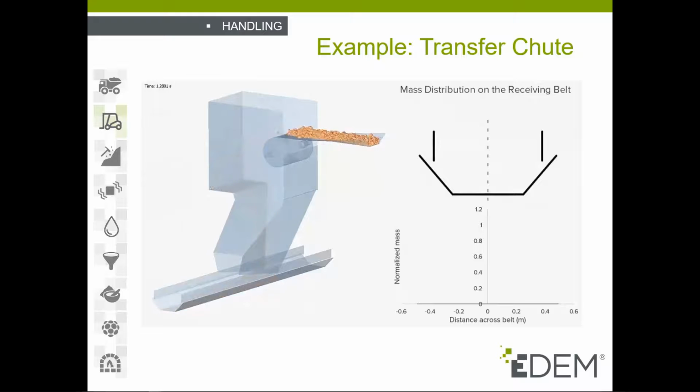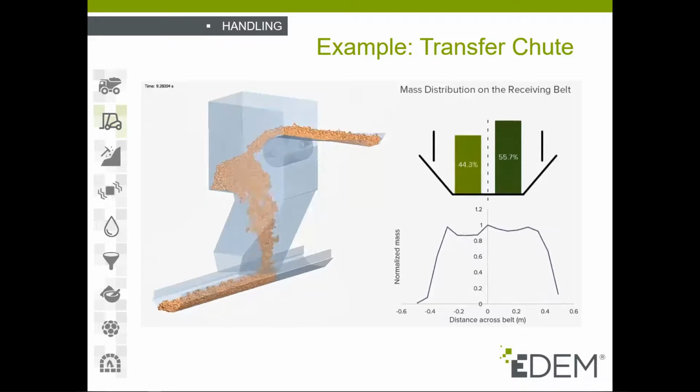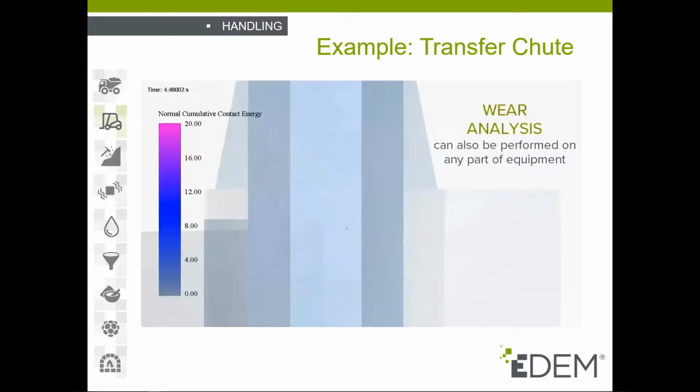But also you can determine the dynamic mass distribution. So that can be visualized and showing, in this case, the difference of 10% between the right and left sides. And finally, wear analysis. That can be performed and is a very important area, as we can see where parts of the equipment have been affected.